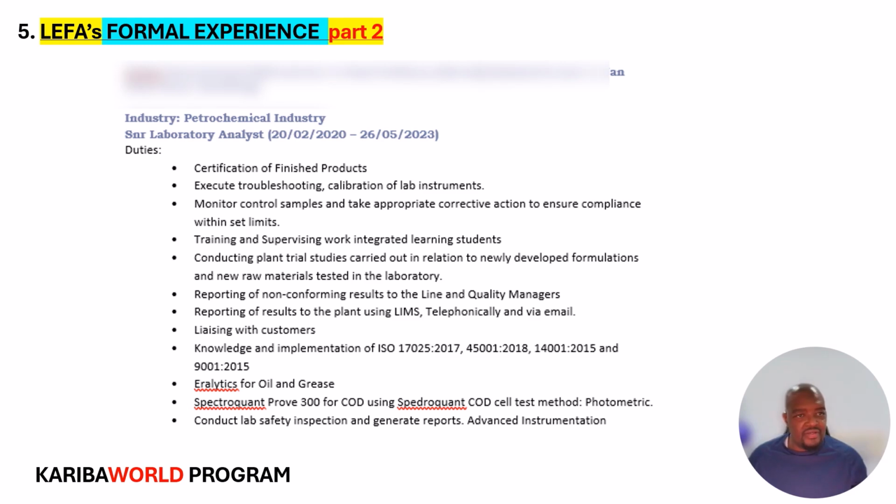Let's see. Here's the name of company. Okay, type of industry, petrochemical, senior laboratory analyst. This is from to date, but also we don't have why Mr. Lefa left this job. Was he fired? Was he retrenched? Did he leave because he was headhunted? Was it a promotion? We need to know this information, and it is not here. And again, the presentation to me is not appetizing.